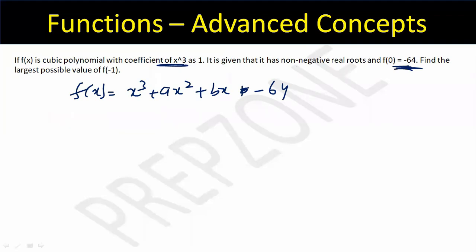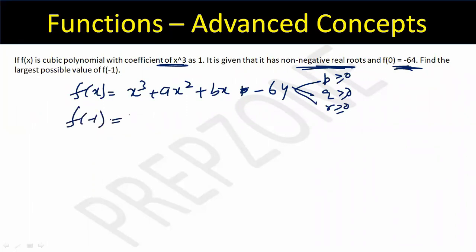And it is given that it has non-negative real roots, right? So let's say roots P, Q and R, all the roots are positive. It can be greater than or equals to 0 as well, non-negative. Okay, find the largest value of f of minus 1. What is f of minus 1?